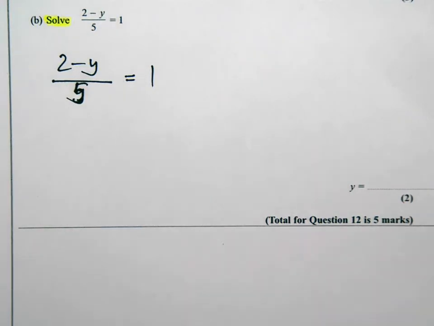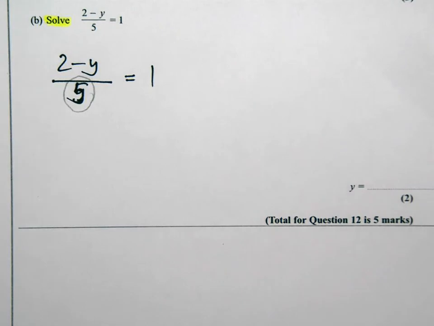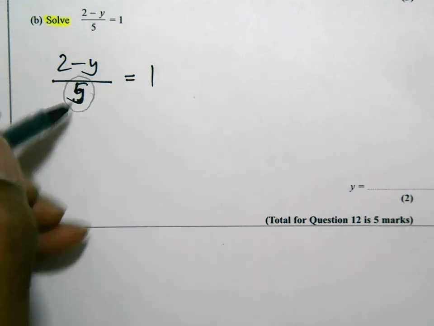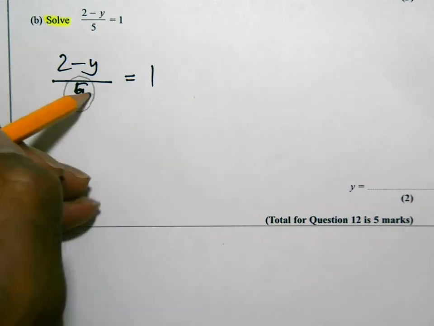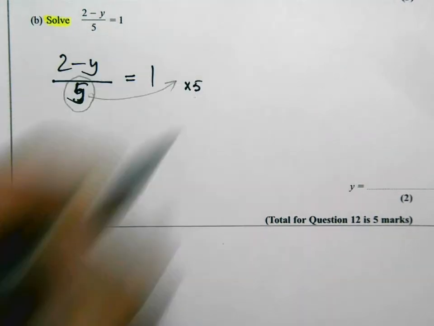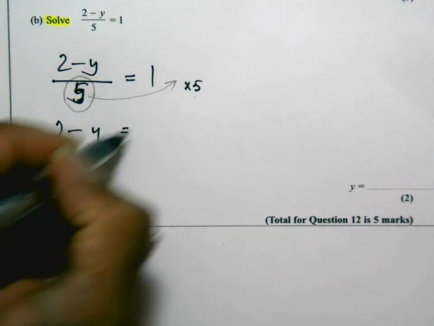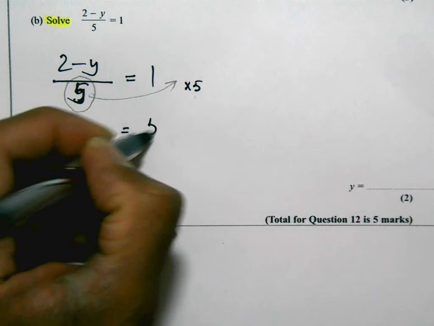I'm going to first of all get rid of that 5. To get rid of that 5, I need to do the opposite. When I take it across to the other side, I need to do the opposite of divide by 5. So I'm actually going to times by 5 when I take it across. So I'll get 2 minus y is equal to 1 times 5 is 5.